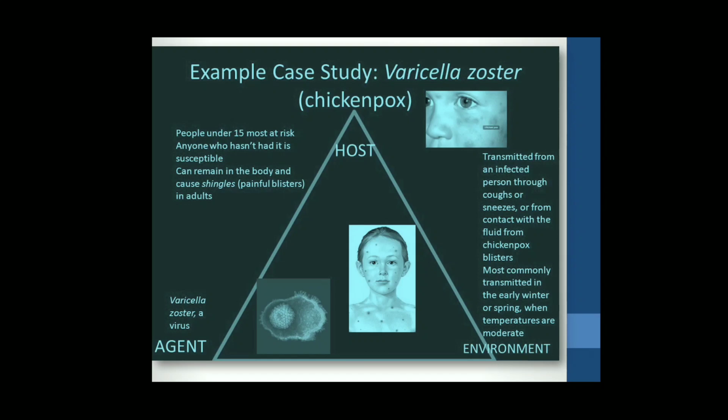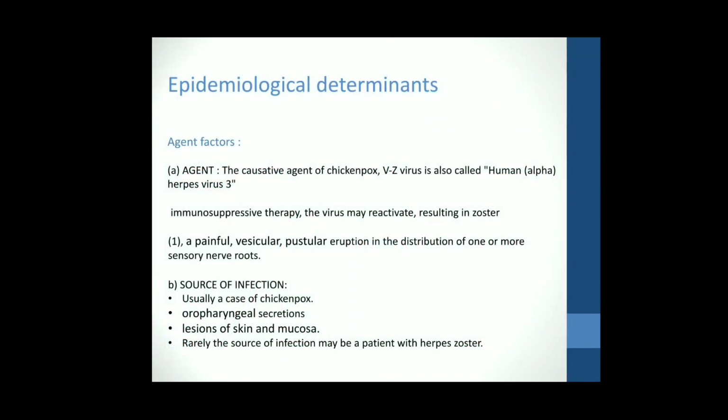Coming to the brief: the agent is the varicella zoster virus, and the host is the human being, especially persons below 15 years. The environment is droplet infection. It is transmitted from one person to another through coughs, sneezes, or when we touch a person and the blister fluid falls on us, there are more chances of getting chicken pox. This is the epidemiological triad.